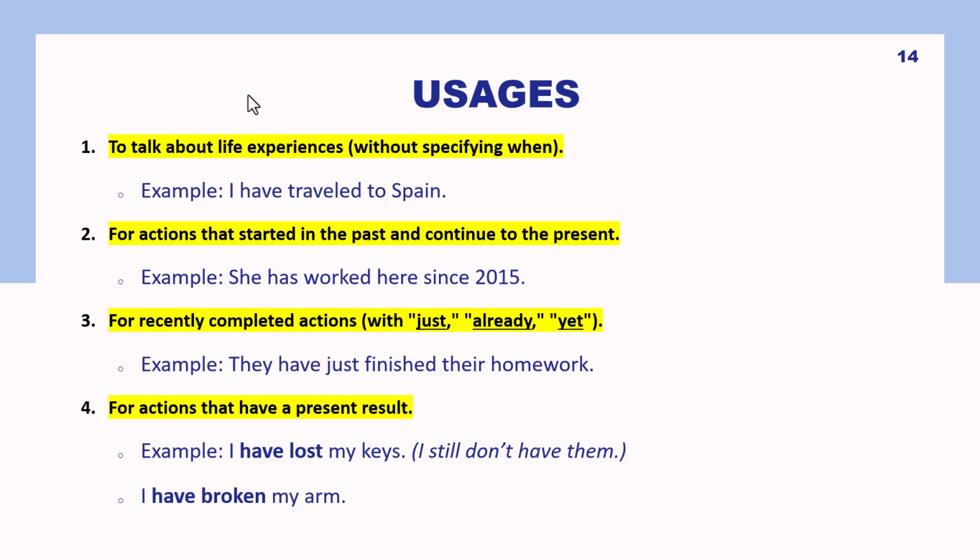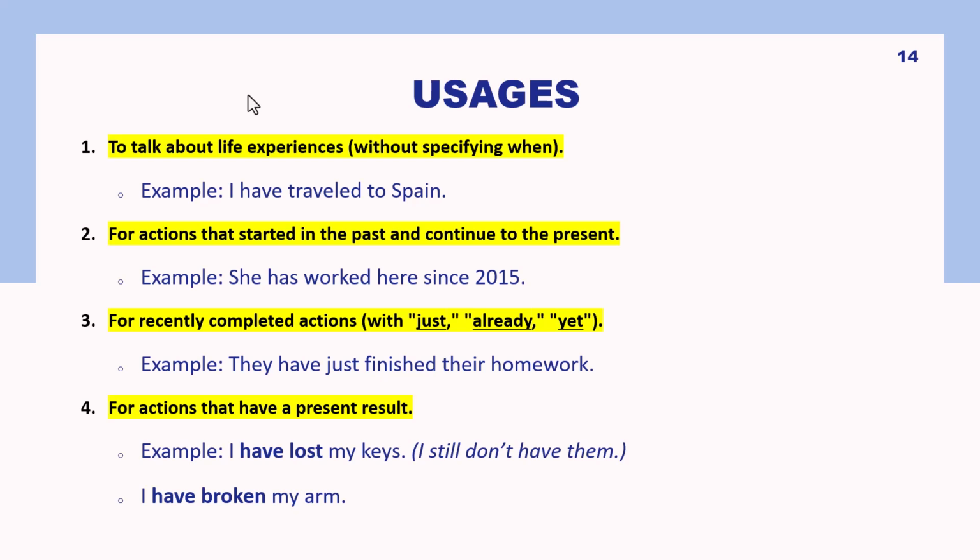The second usage, we use present perfect tense for actions that started in the past and continue to the present. It may continue to the future or it may not continue to the future. That is not important. For example, she has worked here since 2015.